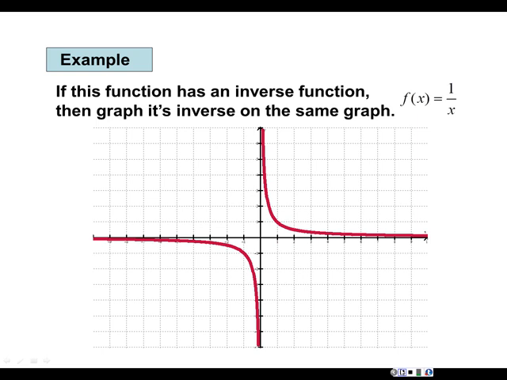Now you replace y by f inverse of x, and this is step 4. Look at the original function and the inverse function. They are exactly the same. This is an exceptional case where the inverse function and the original function are exactly the same.